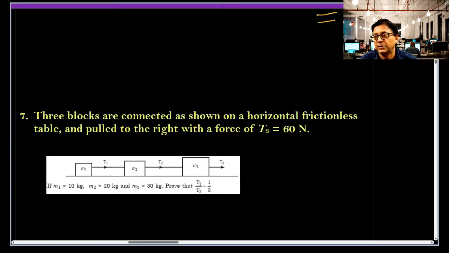Start. This one. 3 blocks are connected as shown on a horizontal frictionless table. Pulled to the right with a force of T3 equal to 60 Newton. Okay? These 3 masses are given. Prove that T1 by T2 equal to 1 by 3.